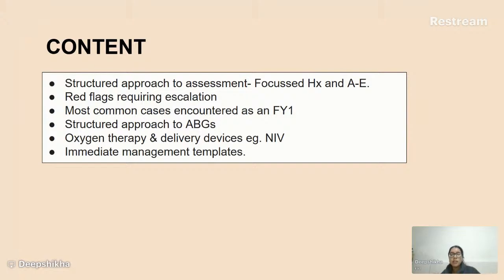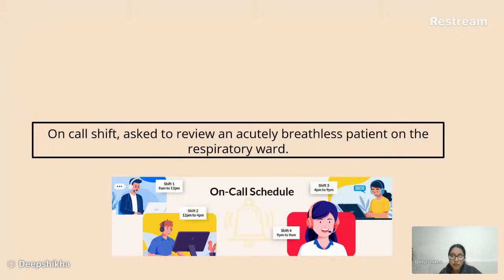And I've included oxygen therapy and delivery devices as well, because I feel like in medical school, for us personally, that was very undertaught. I'm currently on the respiratory ward, and I'm struggling a little bit with understanding what the different types of oxygen therapy devices are, what the indications are, and when you switch them over to which one, etc. And then I made immediate management templates for differentials, just quick ones to run through.